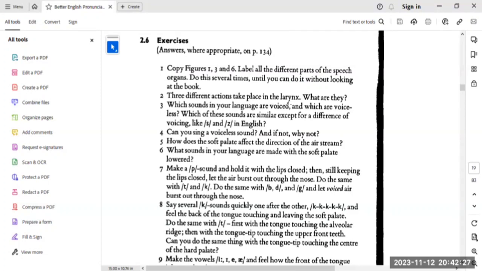Then the passage of the air: we can use the larynx to pass the air through the nasal cavity or through the mouth cavity, right? So these are the three actions. Now, which sounds in English are voiced and which are voiceless? I need you to provide me with three different sounds in English, voiceless and voiced.